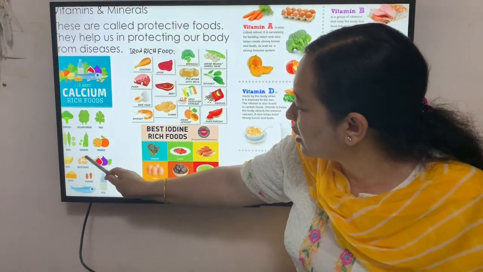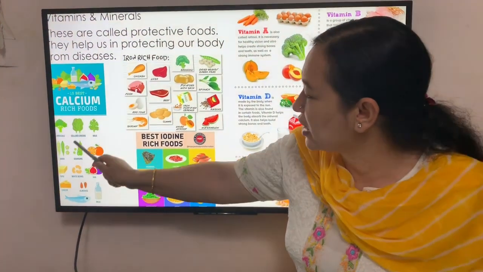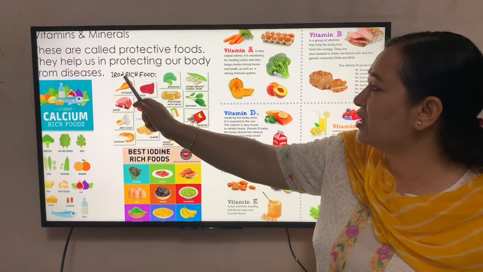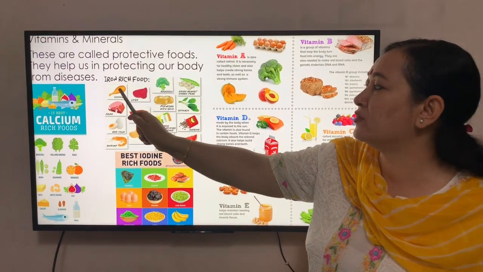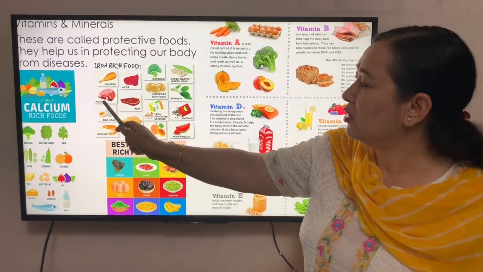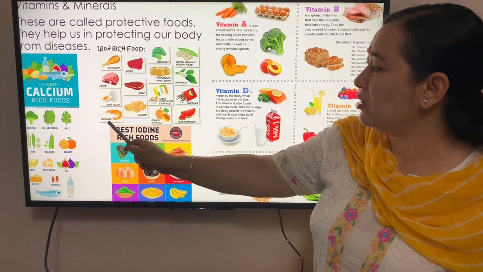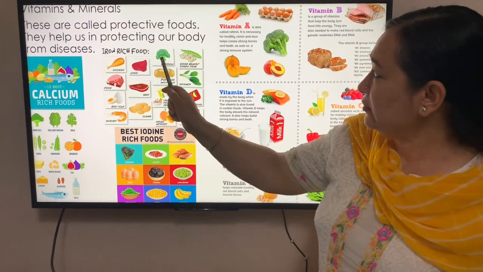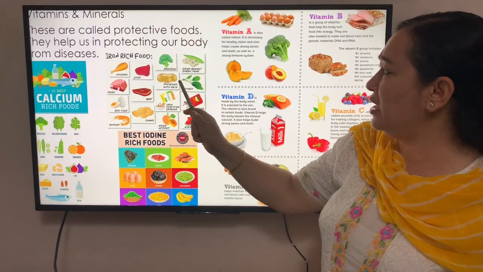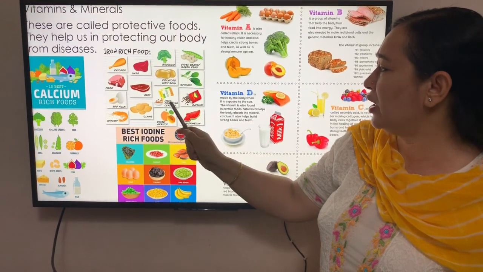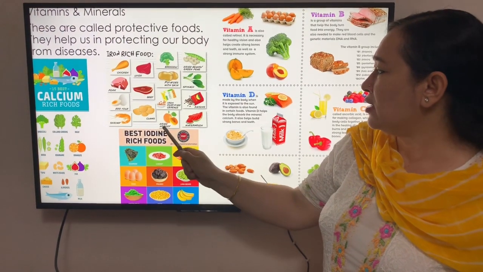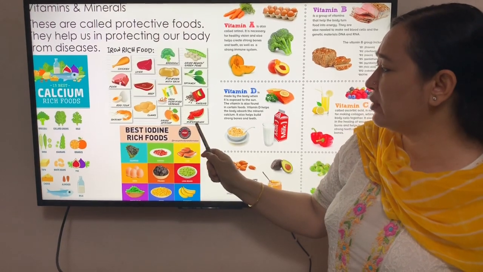Then these are other food items that are shown here. Then these are iron rich foods. Chicken, liver, this is pork, beef, egg, shrimp. This is broccoli, dried beans, potatoes, spinach, raisins, dried apricot, watermelon.